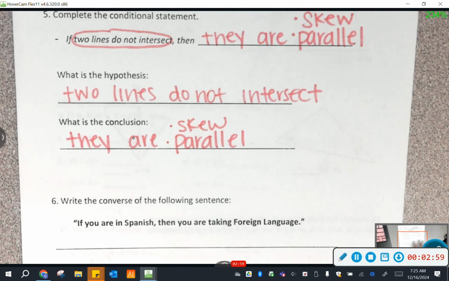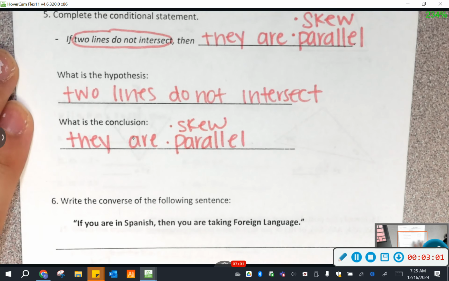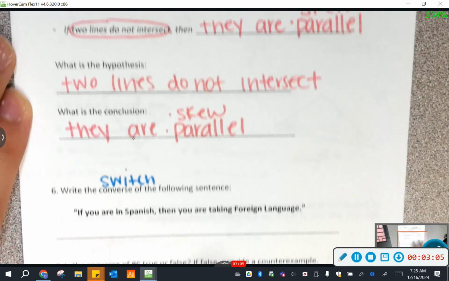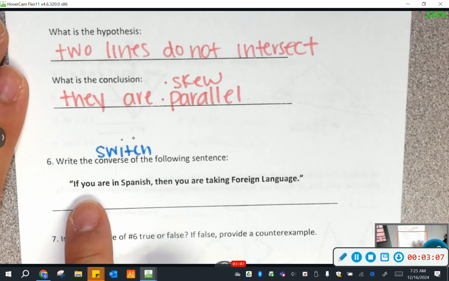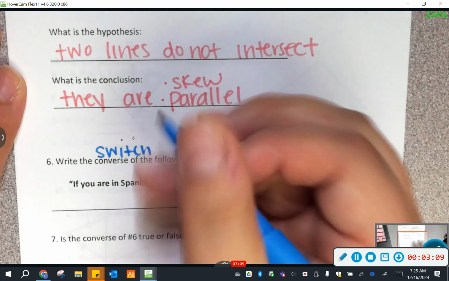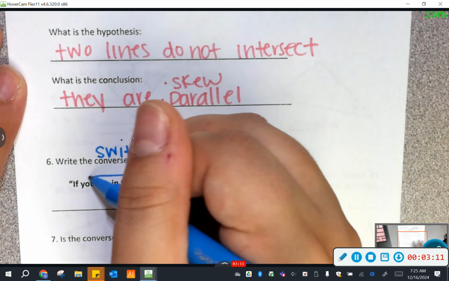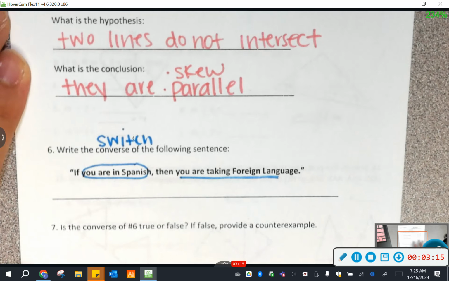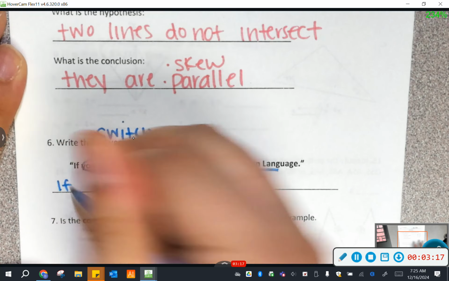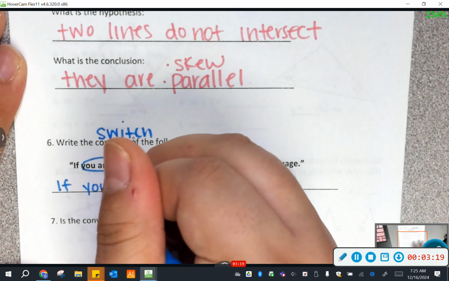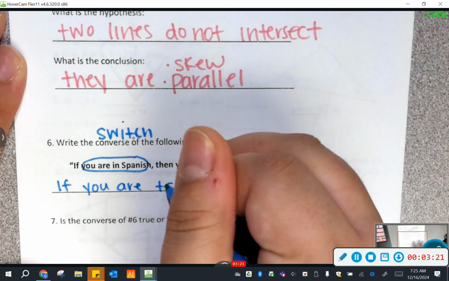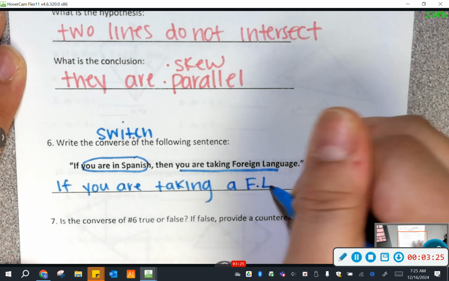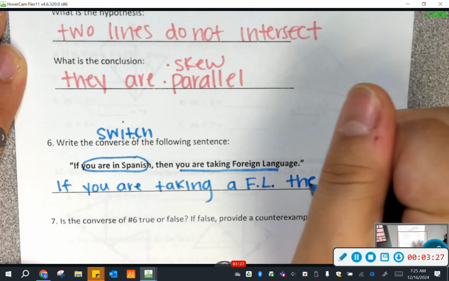What does converse mean? To switch. You are going to switch your hypothesis and conclusion. So if you are in Spanish, then you are taking a foreign language. I'm going to switch these two things. So what will I say? If you are taking, I'm just going to put FL because I'm being lazy.